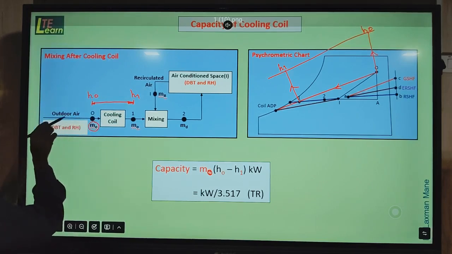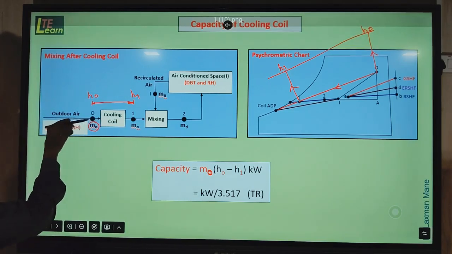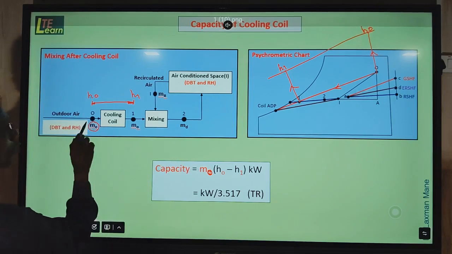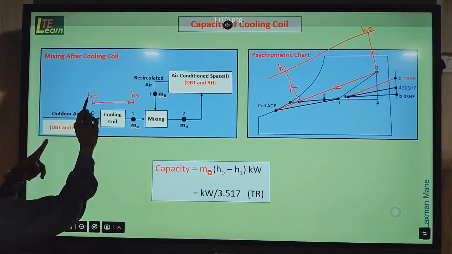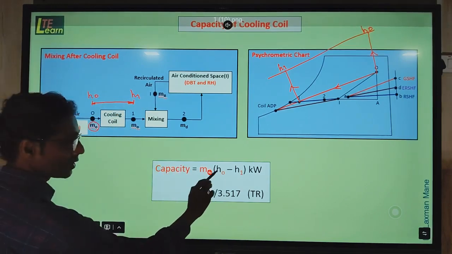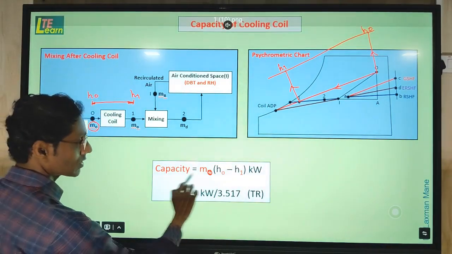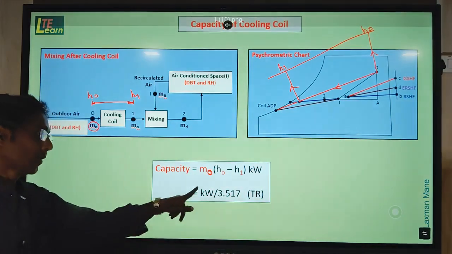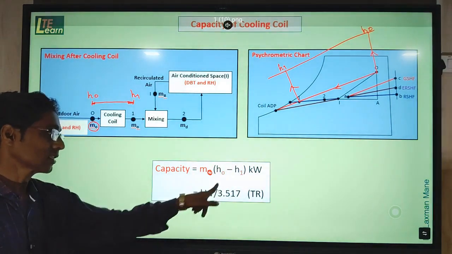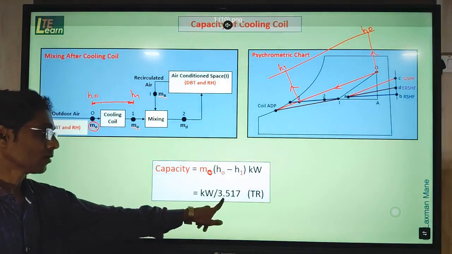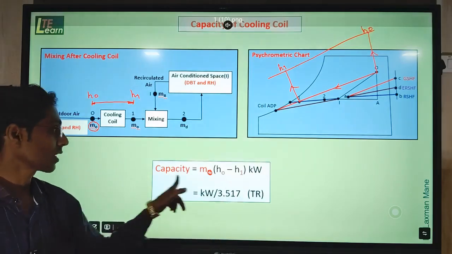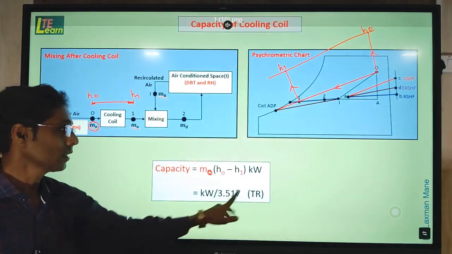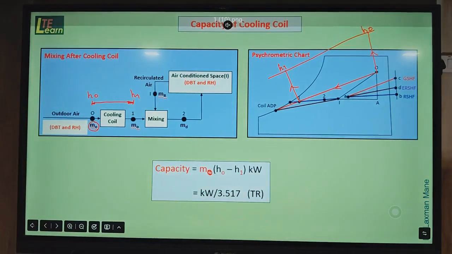How to find that? Here the mass flow rate passing over the cooling coil, m dot O, is multiplied by the enthalpy difference from HO to H1, meaning HO minus H1. So we find this capacity in kilowatt. After that, we can convert this kilowatt value by dividing it by 3.517. Thus we get the capacity of the cooling coil in terms of refrigeration, meaning TR.